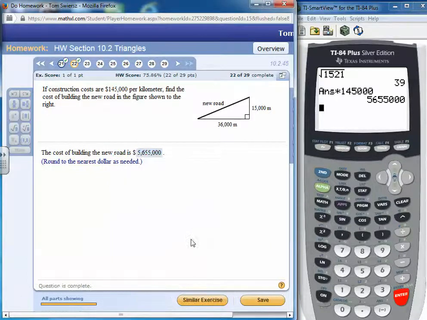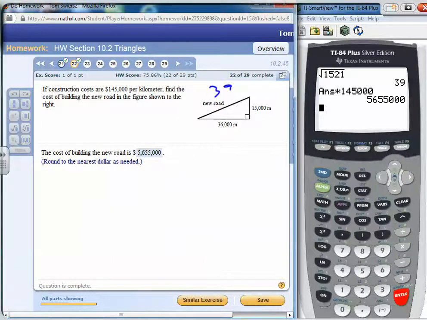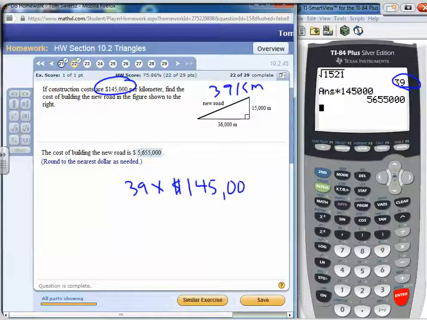Again, that last step: we got the length of the new road is 39 kilometers from the Pythagorean theorem, and then the cost is 145,000 per kilometer, so we took the 39 times 145,000 to get the answer, 5,655,000. Very good.